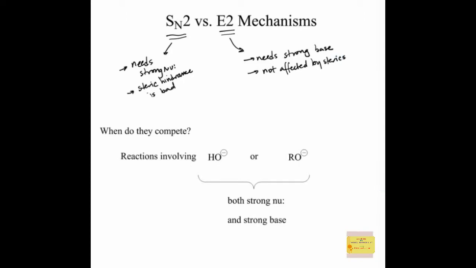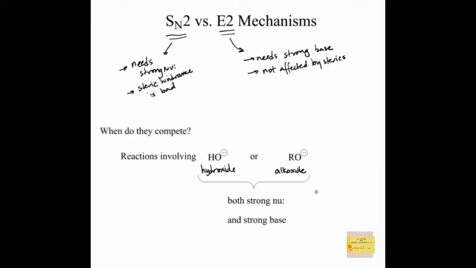We'll see. So when do they compete? When do we have to make this decision? Well, most definitely we're going to see it for reactions that involve hydroxide, so that's HO minus, or RO minus, that's known as alkoxide. So in other words, we can have methoxide, ethoxide, propoxide, so an alkyl group with an O minus.